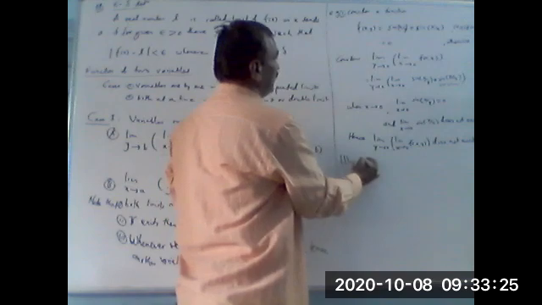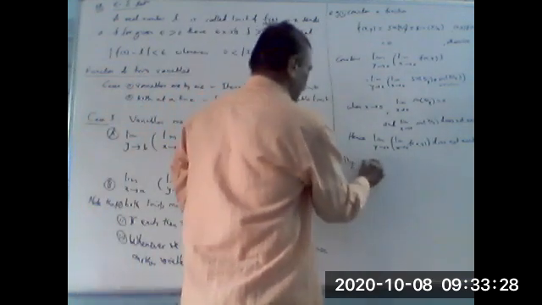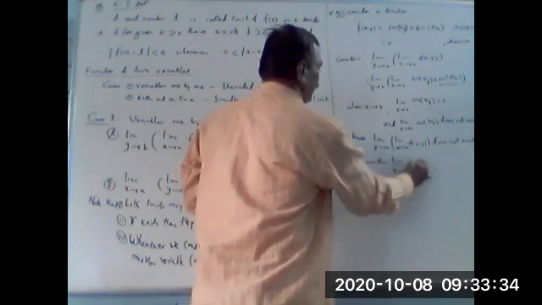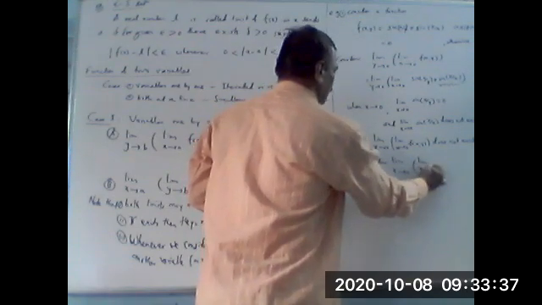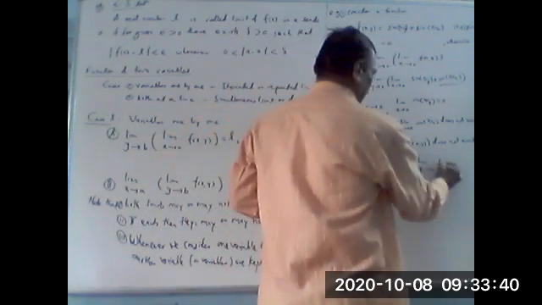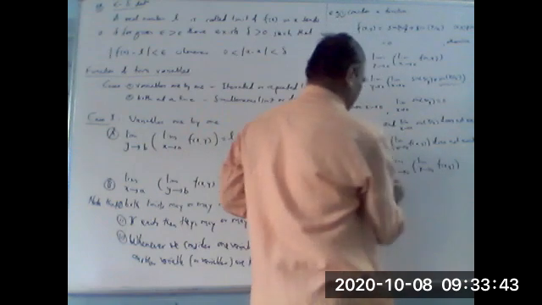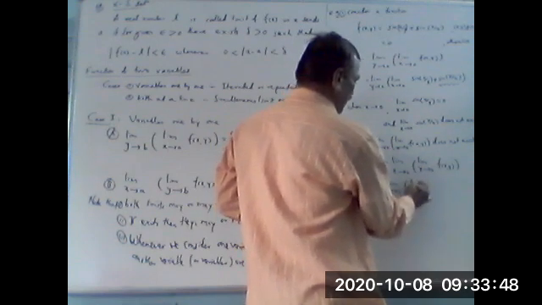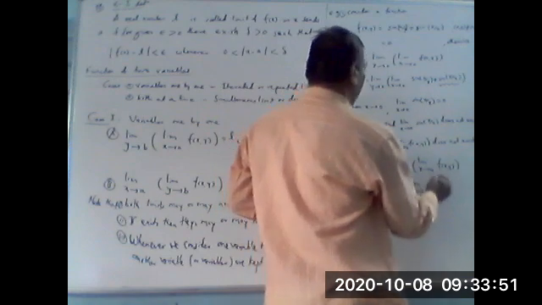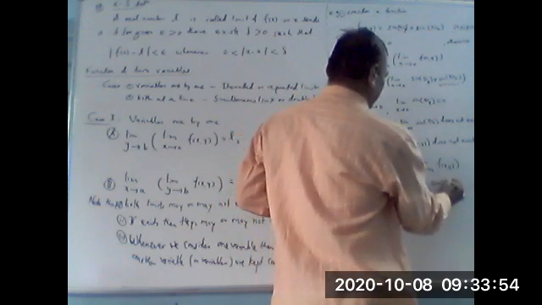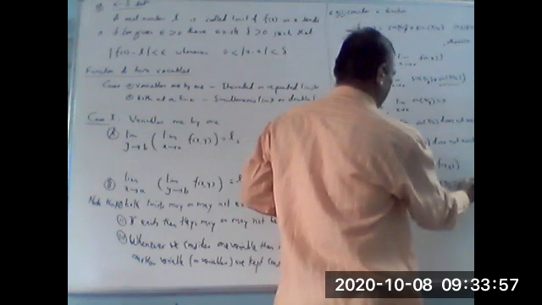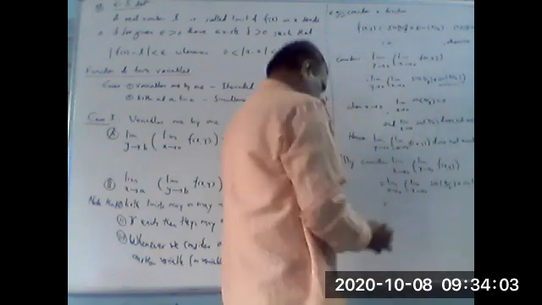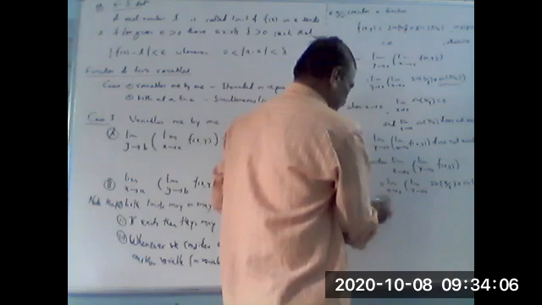Similarly, what will happen if we consider another limit? Consider limit x tends to 0 of limit y tends to 0 of f of xy. Then in this case, limit x tends to 0 of limit y tends to 0 of sine of x by y plus sine of y by x.